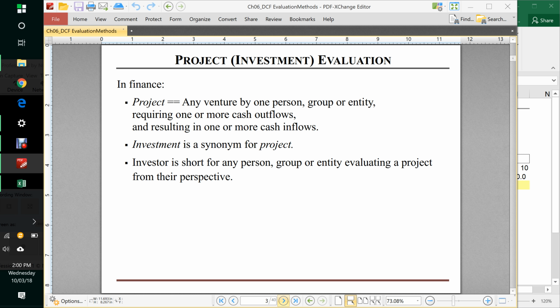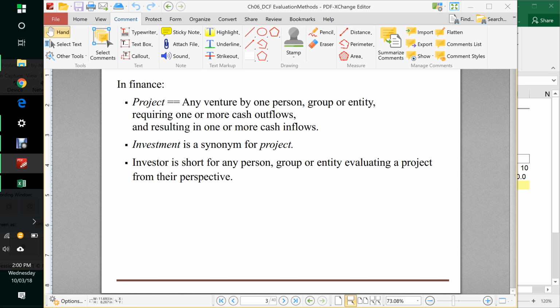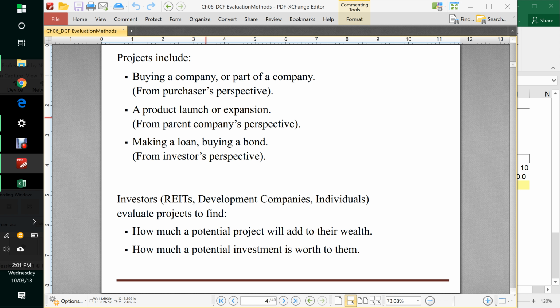Just to make sure we're all on the same page, in finance, a project is any venture by one person, group, or entity requiring one or more cash outflows and resulting in one or more cash inflows. Investments mean the same thing as projects in finance. An investor can be any person, group, or entity evaluating a project from their perspective. So a project is going to be any financially related thing we can think of: buying a company, launching a product, making a loan, buying a bond.